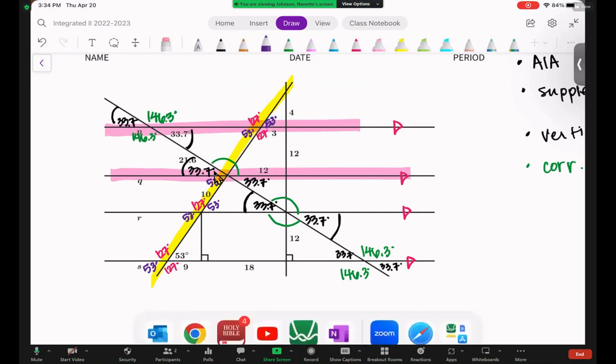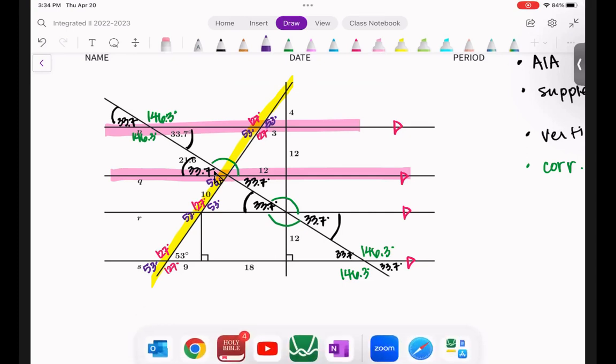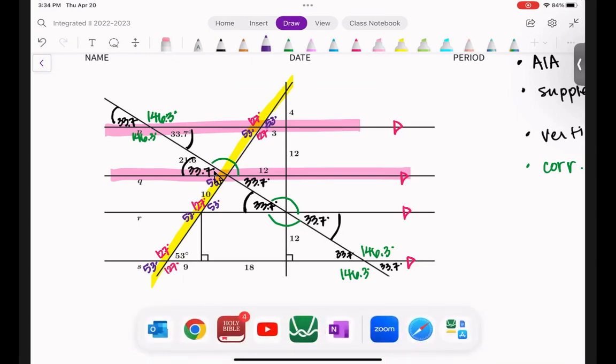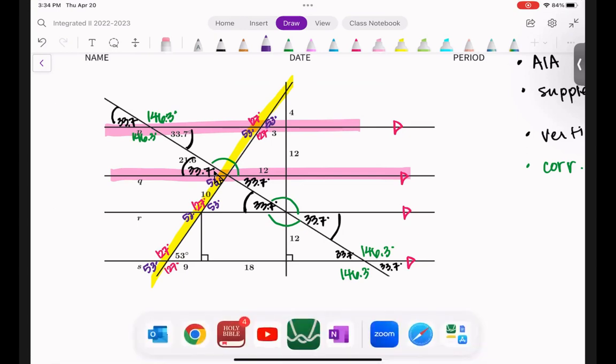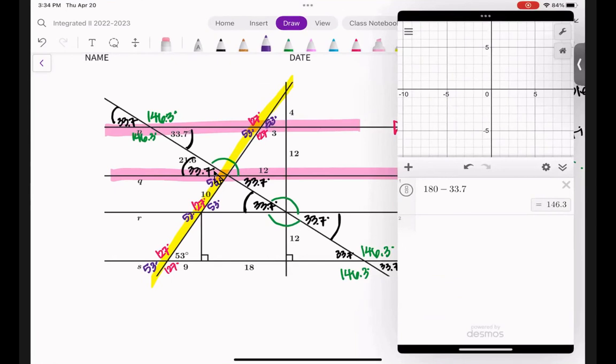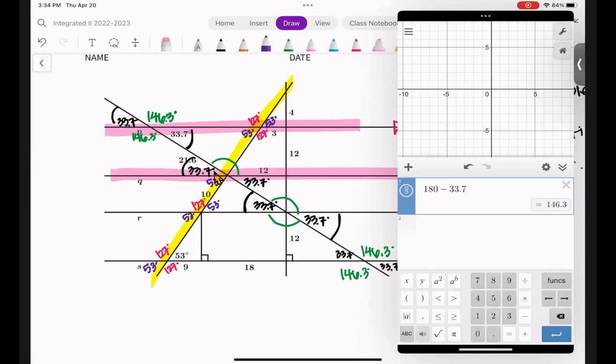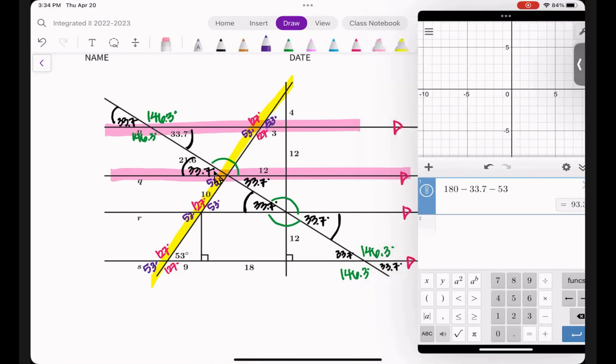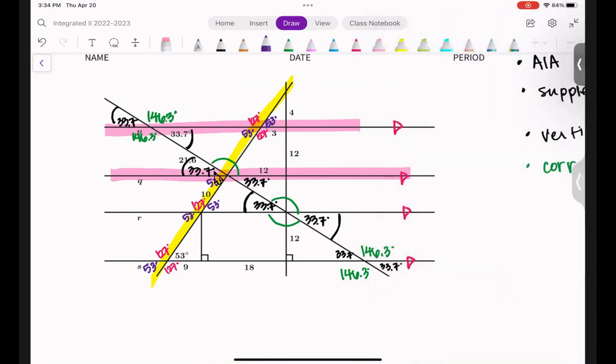So I am going to use Desmos because I don't want to make a mistake. Come on, Desmos. There it goes. So there it is again. Here's 180 minus 33.7. There's my 146.3. So I'm going to subtract again 53 and I get 93.3. So 93.3 is that angle in there.